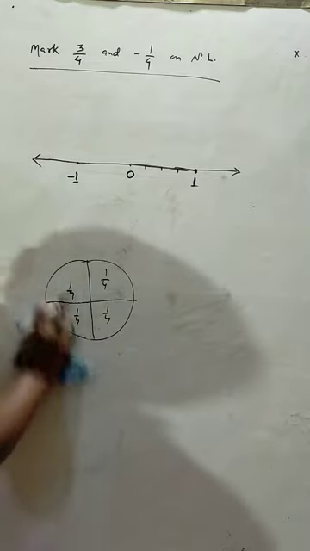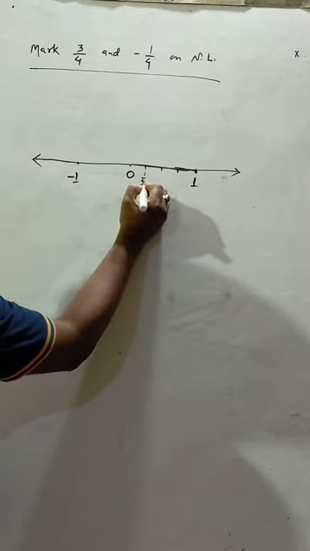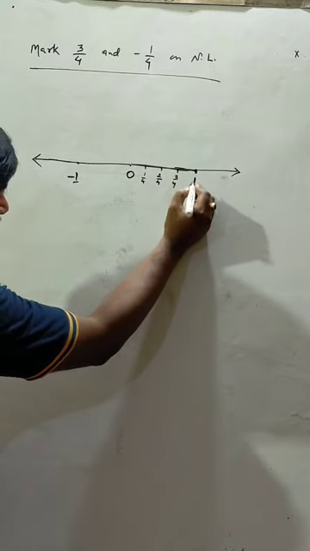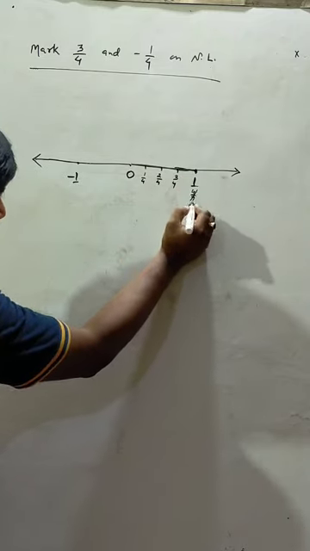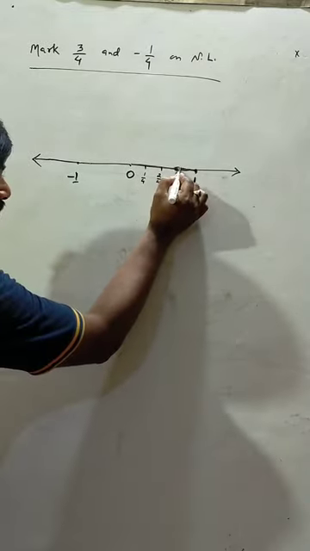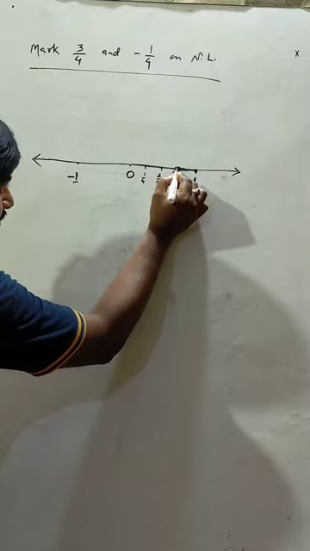Similarly, this part is called 1 by 4, this part is called 2 by 4, this part is called 3 by 4 and this part is called 4 by 4, that is, 4 by 4 is equal to 1. So we have to represent 3 by 4 on the number line. See, 3 by 4 is here. We will make a dark point like this. That means this is the place of 3 by 4.